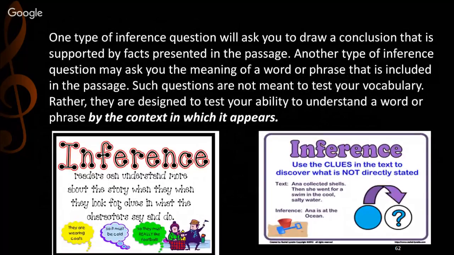One type of inference question will ask you to draw a conclusion that is supported by facts presented in the passage. Another type of inference question may ask you the meaning of a word or phrase that is included in the passage. So one, they will ask you to draw a conclusion. So one facts nalla kotbitu idinna nimge en anusutte anonge question kelabodu athava they might ask you the meaning of a word or phrase. So passage nalli iruvanta meaning word do athava phrase do meaning kelabodu.